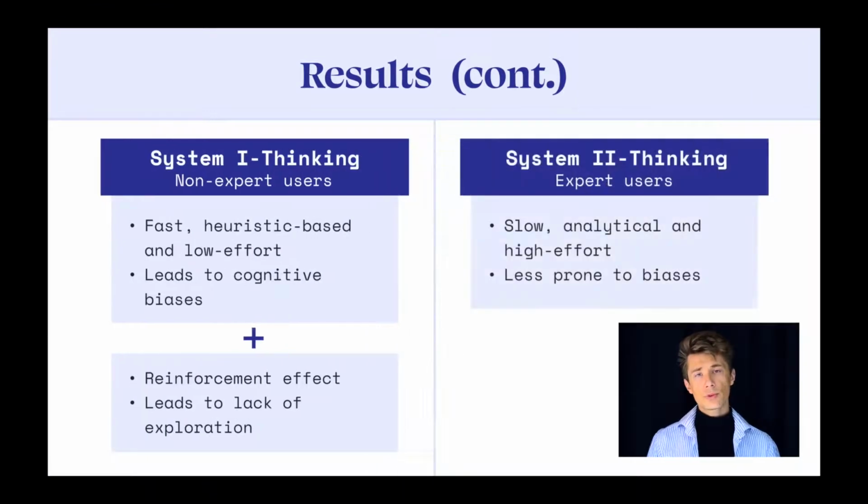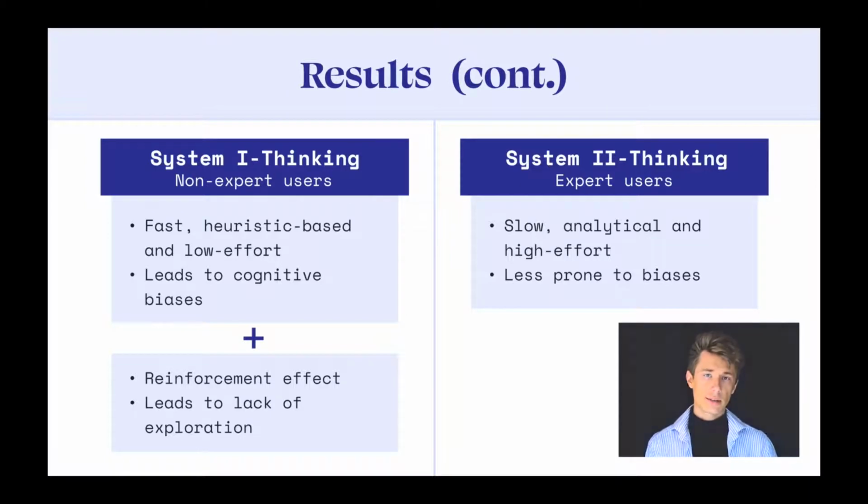Now, when looking at the expert users, we see that at least 7 of them followed a deductive reasoning approach, where they first explore the given information to deduce a possible answer, and then reason about the correctness of it afterwards, using their own knowledge. This deductive reasoning falls under the System 2 thinking, which is considered to be slower, high effort, and analytical. It is consequently less prone to cognitive biases.